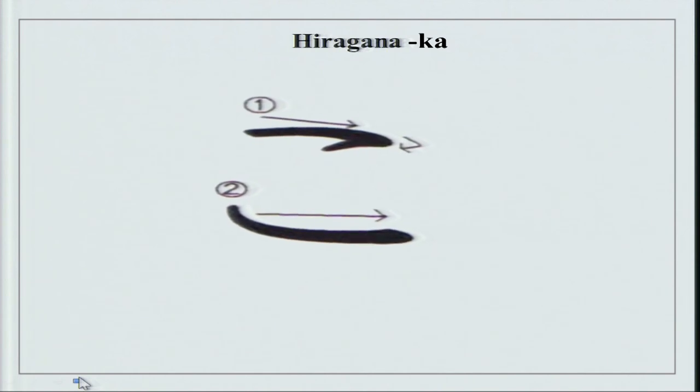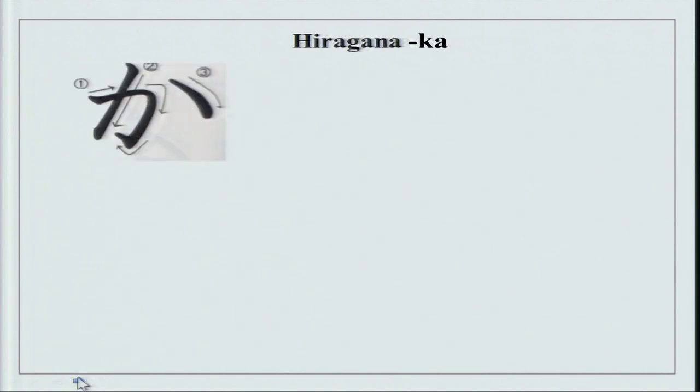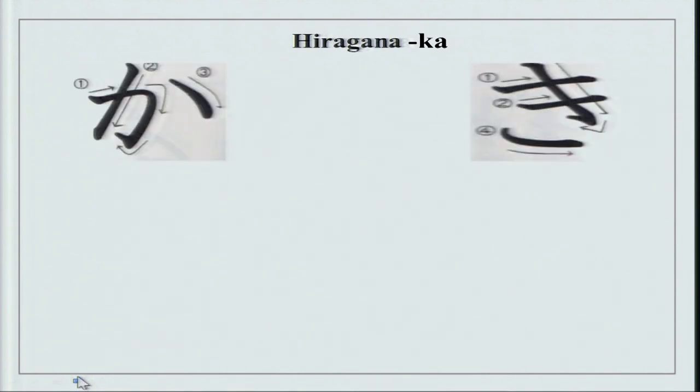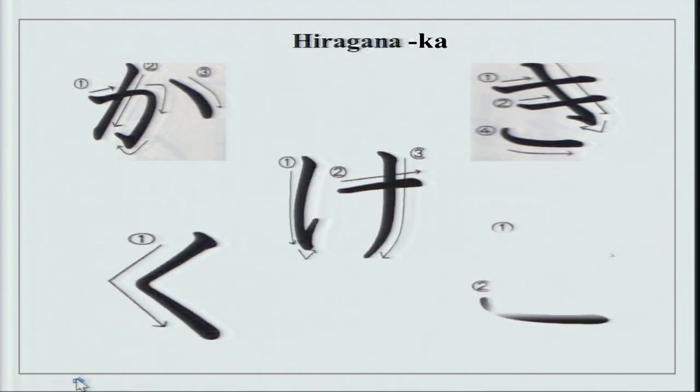So, well, this is hiragana. Practice your hiragana and write it properly. Ka, ki, ku, ke and ko. This is all together so that you can compare the strokes as well.